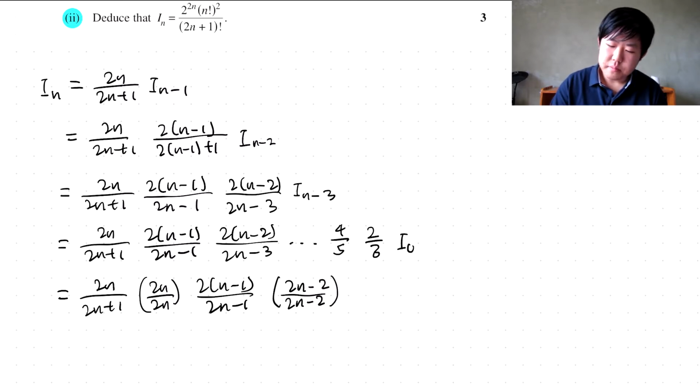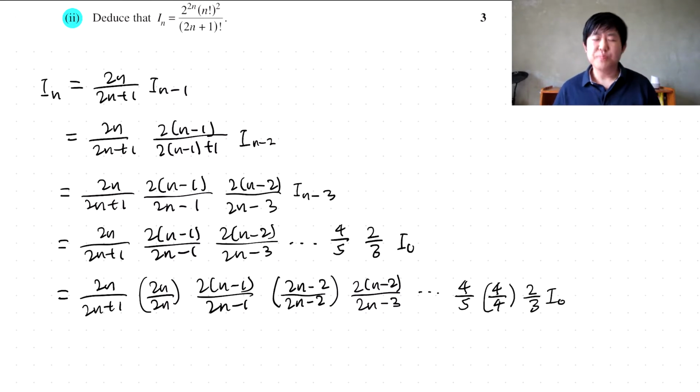So here, 2n minus 2, 2n minus 3, and then dot, dot, dot. It's going to be 4 over 5, and then 4 over 4, and then 2 over 3, I0. And I just put brackets there because it looks nice and neat, and we know that these numbers are just ones, but ultimately up to you how you present the working out.